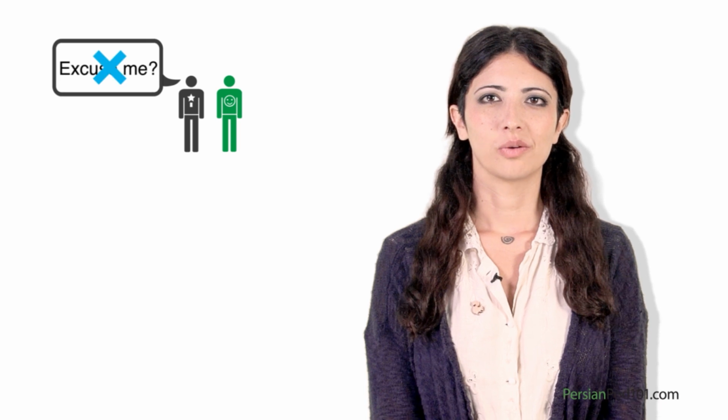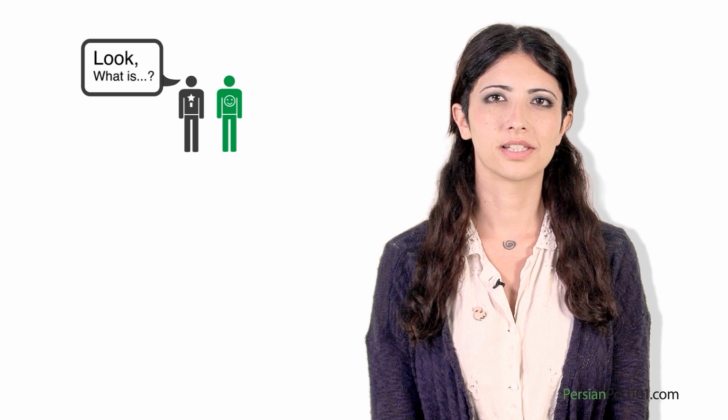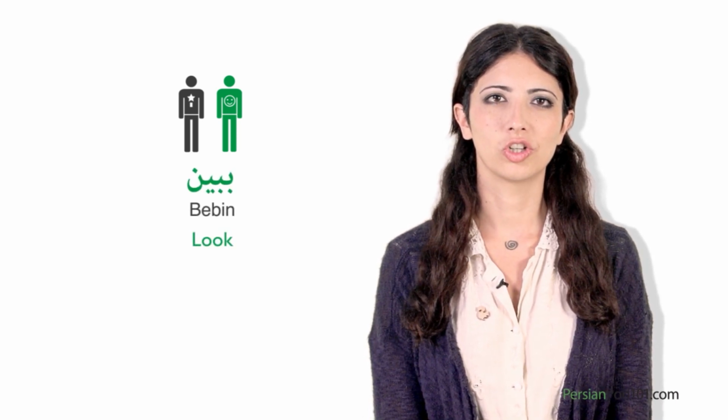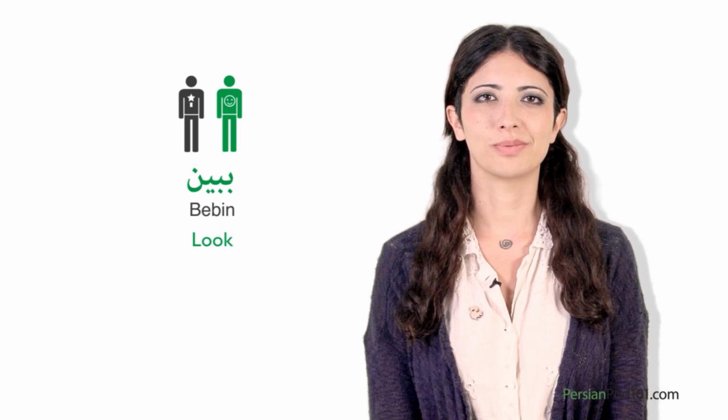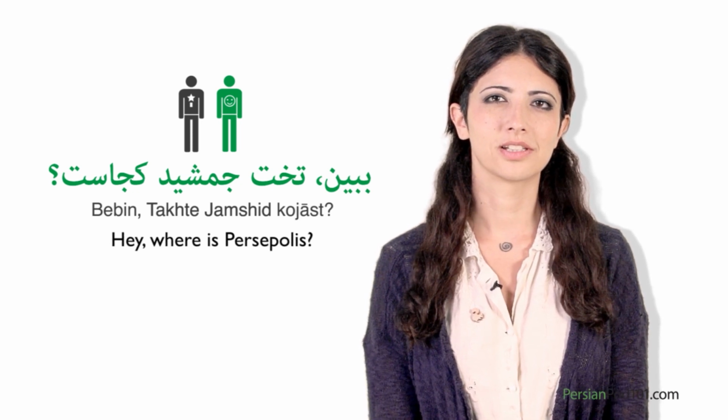Now it's time for Anita's advice. In Persian, just like American English, we usually don't say excuse me when asking for something from a friend. But when we want to ask something or call upon a friend, like, hey, do you know? Or, look, what is? Persian people use bebin, which literally means look. It is very common in casual speech. ببین تخت جمشید کجاست؟ Hey, where is Persepolis?